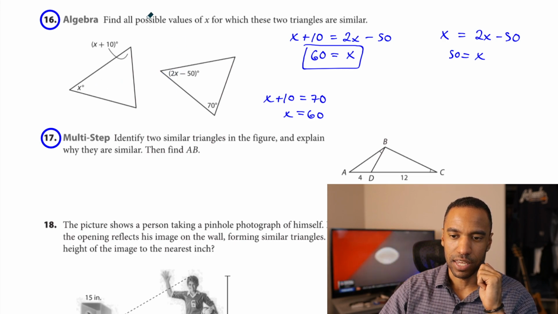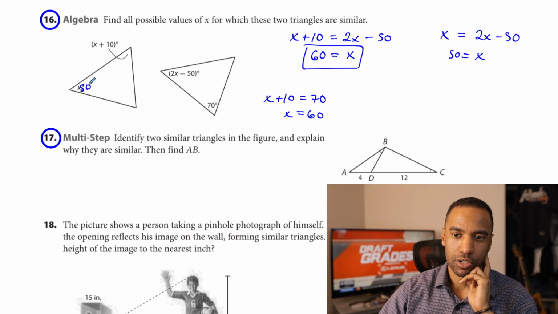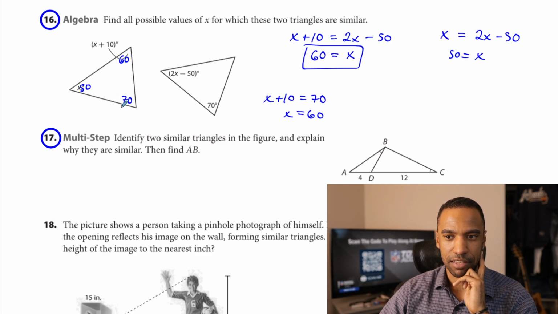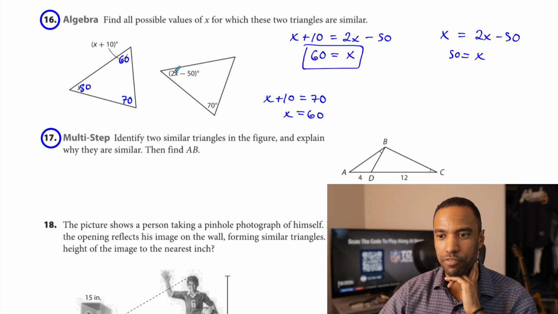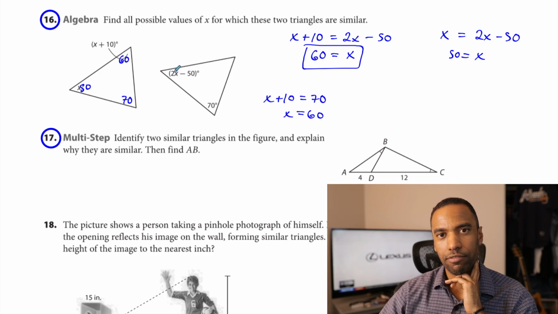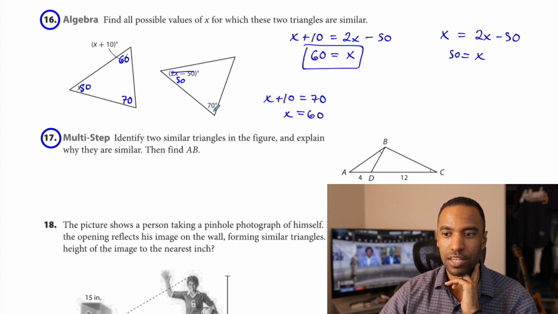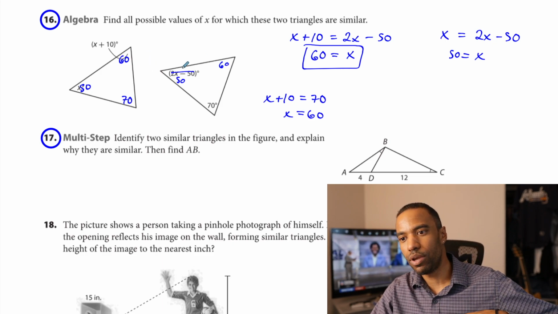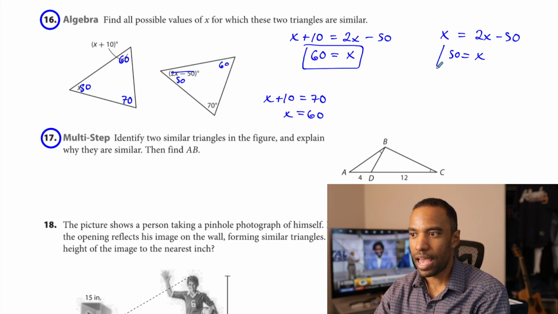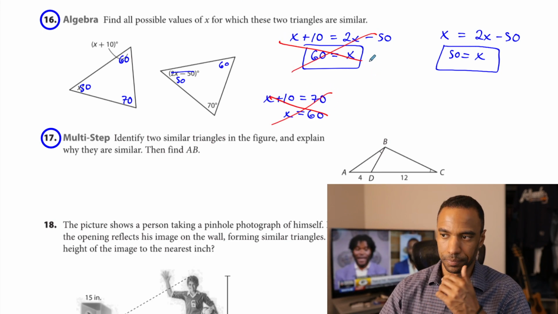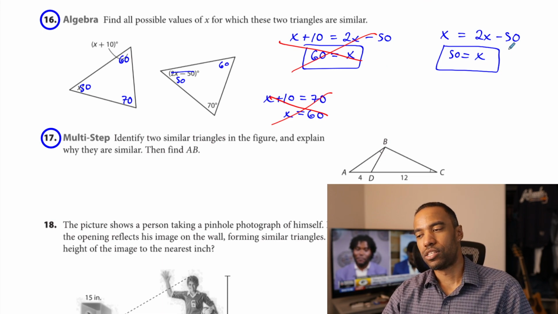So if x is 50, we'll get 50 degrees here. 50 plus 10 is 60 here. 50 plus 60 is 110, and then that gets you 70 here because they have to add to 180. 50, 60, 70. Let's try that. x is 50 here. 2 times 50 is 100, minus 50 is 50, so that becomes 50. This is 70, and then that guy here would be 60 for the same reasons. So cool, here we have corresponding parts. That one seems to work out. x equals 50 is a valid one. This was actually invalid, invalid, invalid. So x equals 50 works.